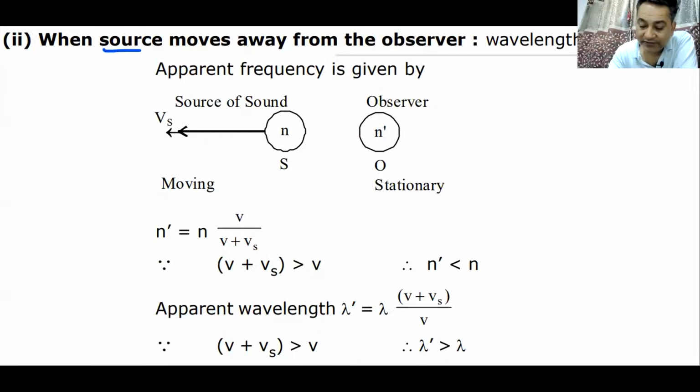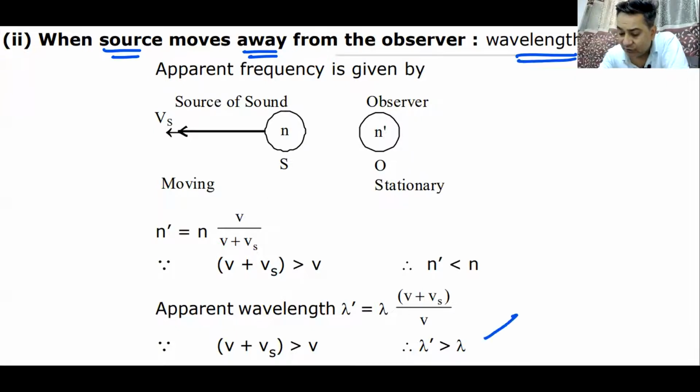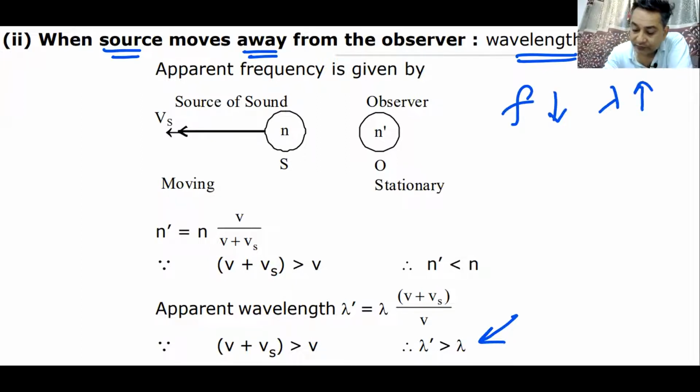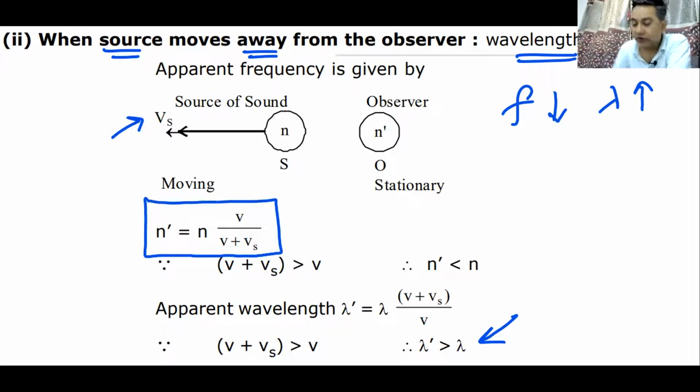Remember, we are only dealing with cases where source is moving and observer is stationary. Remember the main heading that I told you. In the first case, source is moving towards the observer. In this case, source is moving away from the observer. You can think of it this way: the distance increases, therefore the wavelength increases. So the frequency will decrease. Remember this: frequency will decrease and wavelength will increase. Vs is the velocity of source, v is the velocity of sound, and n dash, the frequency heard by the observer, becomes n into v divided by v plus vs.